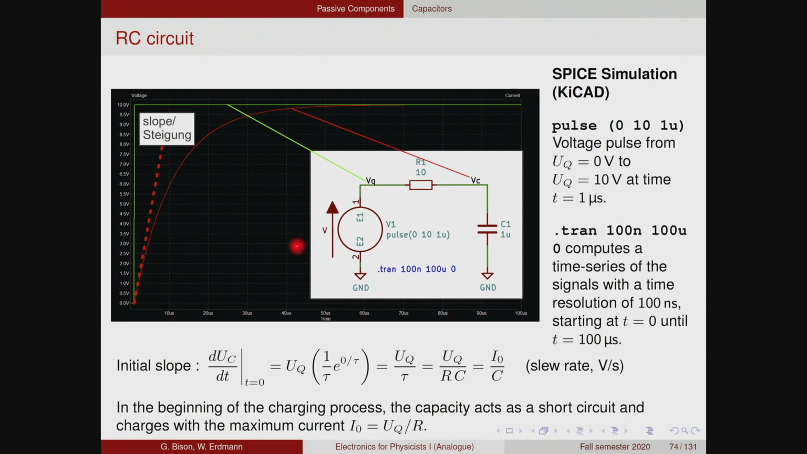In order to display this graph, I used the transient display function, which also has some parameters. In this case, it tells the system to simulate 100 nanoseconds of time resolution up to 100 microseconds. And this then generates this nice graph.